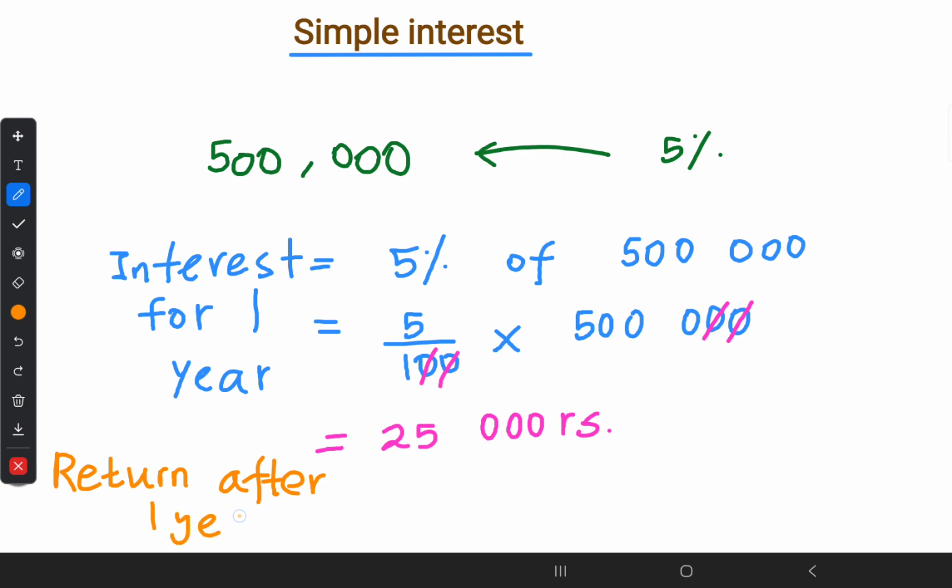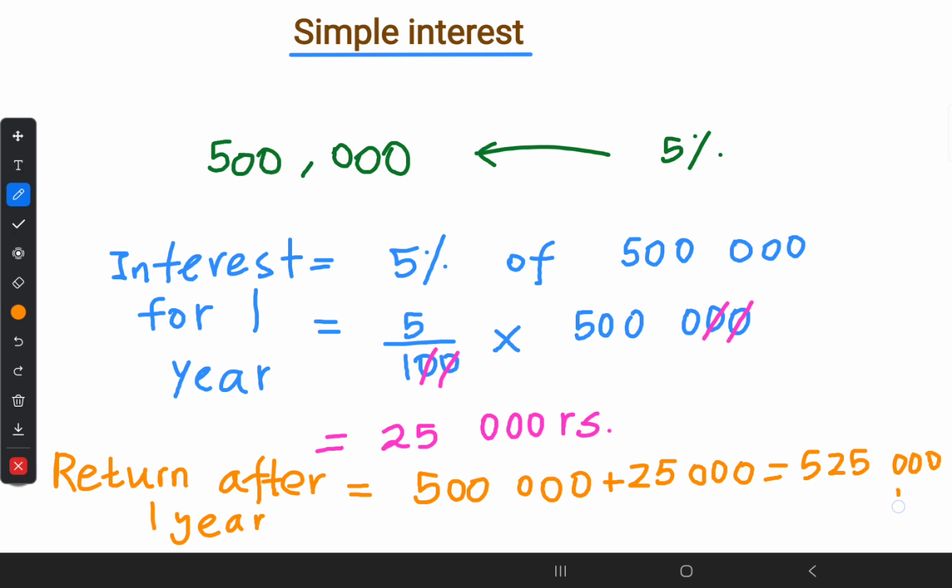So what is the total amount you need to pay back to the bank? Not only 25,000, not only 5 lakh, both together: 500,000 plus the interest 25,000. Both together it would be 525,000. This is the total amount of money you need to pay back to be relieved from the loan.